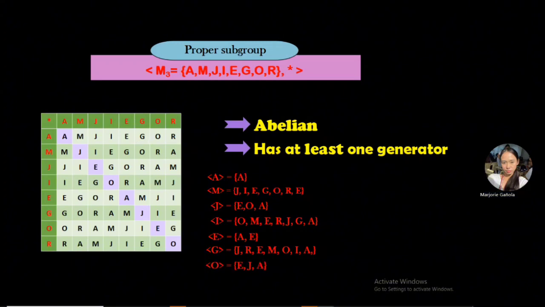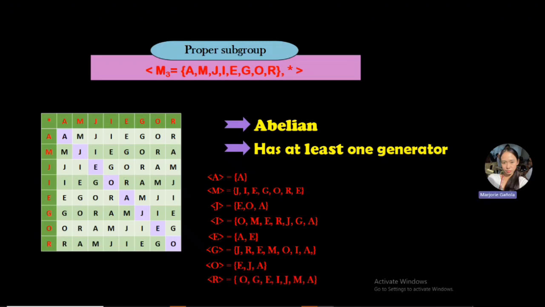Next, O generates only three elements, the E, J, and A, because O star O is equal to E, E star O is equal to J, and J star O is equal to A.